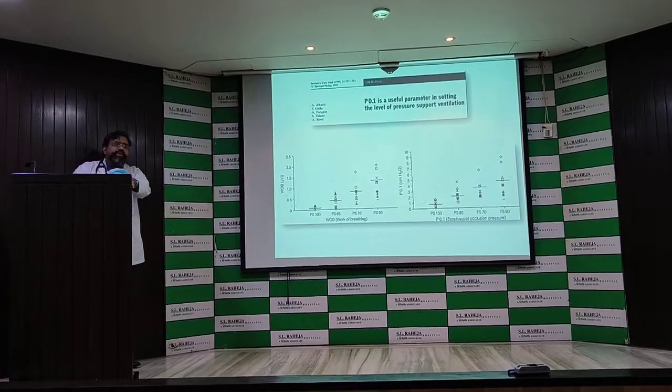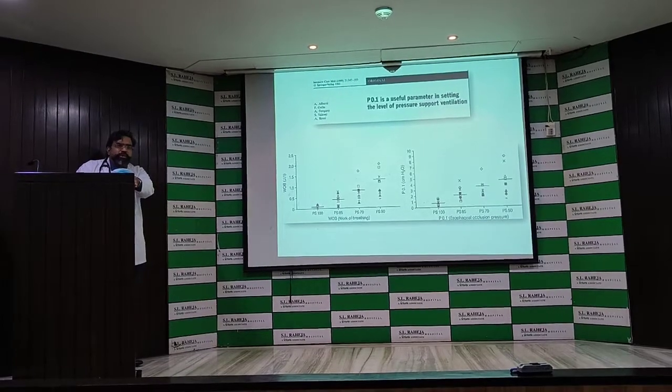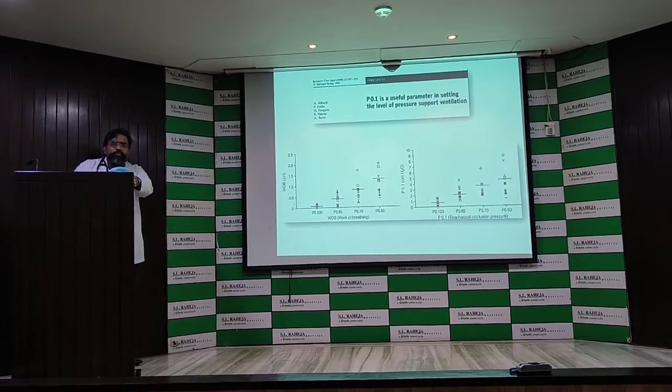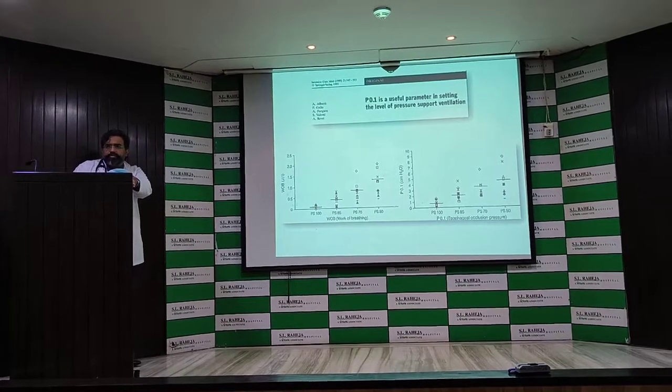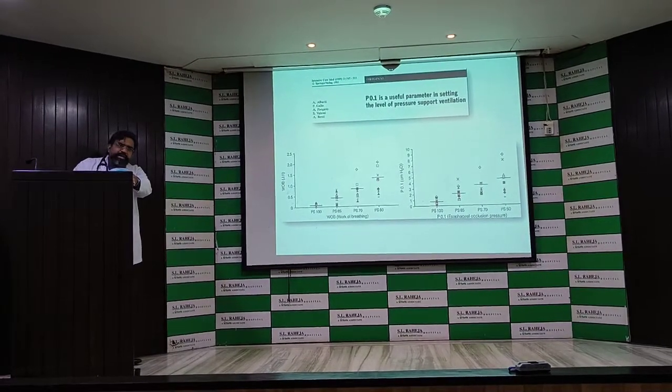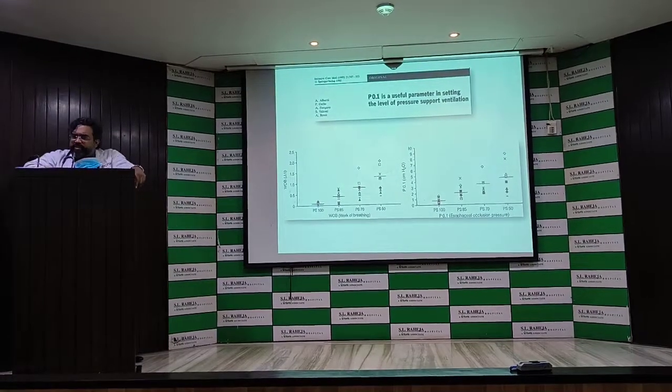So if your P0.1 is very high, effort is too much, I can't reduce my pressure support. Let the pressure support be high. But if my P0.1 has started coming down, maybe I have a reasonable chance that I may be able to reduce the pressure support. You understanding? My P0.1 is giving me my drive as well as my effort.